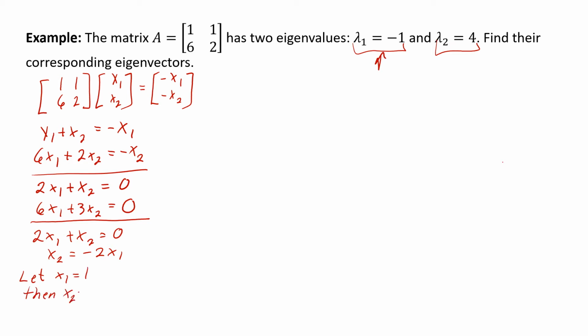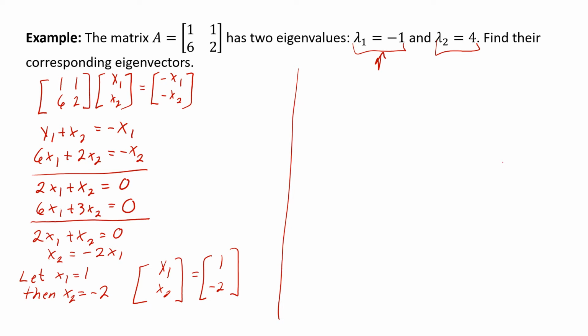Then x2 is equal to negative 2. So our vector x1, x2 is equal to 1, negative 2. There is an eigenvector. Now, as we're going to see, there's infinitely many eigenvectors for this eigenvalue, but this gives you an eigenvector for that eigenvalue.